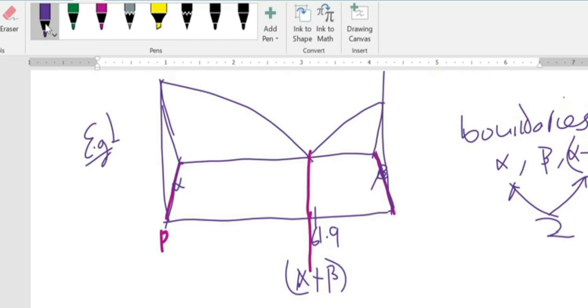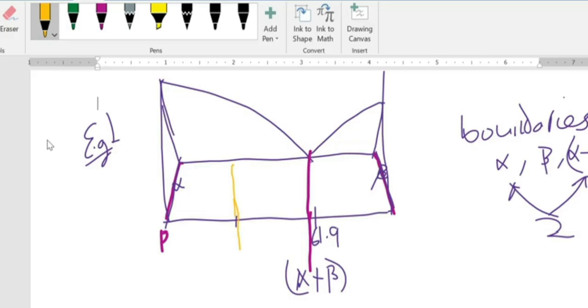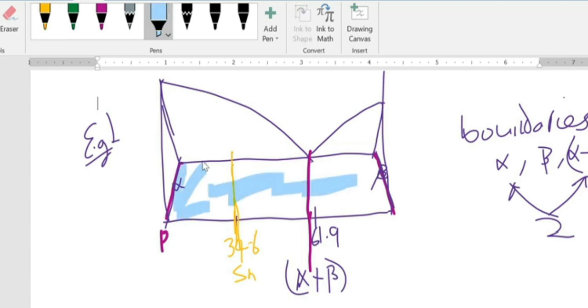So our boundaries are going to be what? We are going to be working within these two boundaries. What is our alloy composition? It is 34.6. 34.6 will be somewhere around here. This is our alloy, 34.6% by weight what? Tin. So what is the temperature? It means we have to locate the composition of the alloy and the temperature. Remember, the whole of this region is alpha plus beta. Remember, all this region is a region of what?